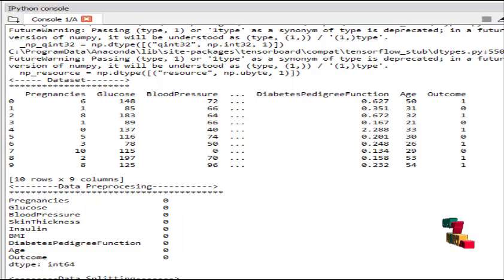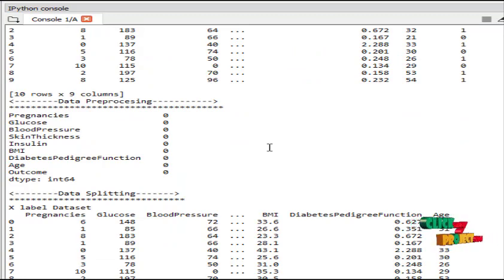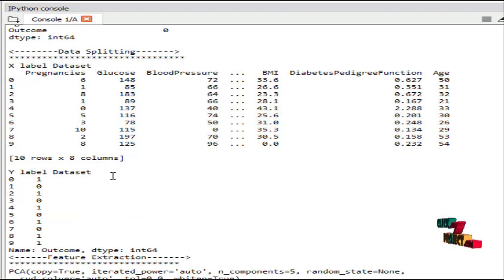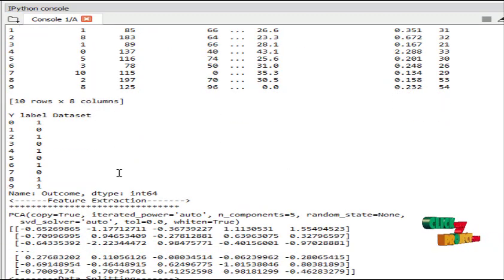Okay, next, output explanation. This is our diabetic data set. The data set is visible. First, selecting and loading our data set. Next, data pre-processing. Data pre-processing is data cleaning and checking null values. No null values are there, so we go to the next process, data splitting. This data splitting gives the X label dataset and the Y label dataset. The purpose is setting the target value.